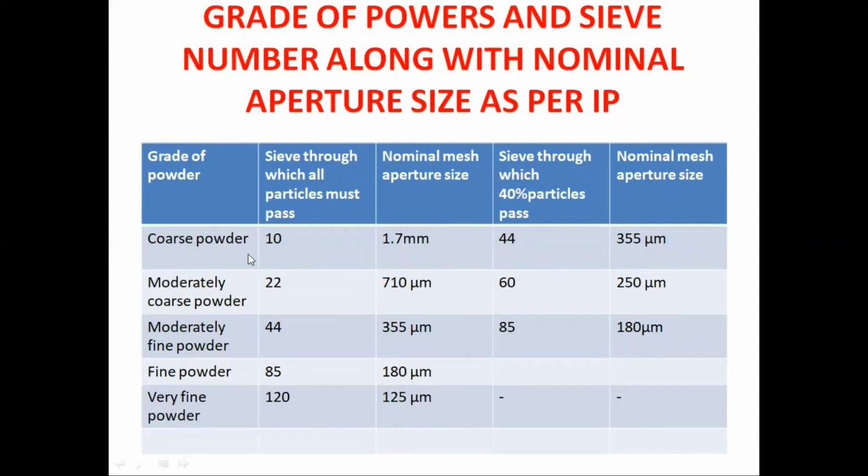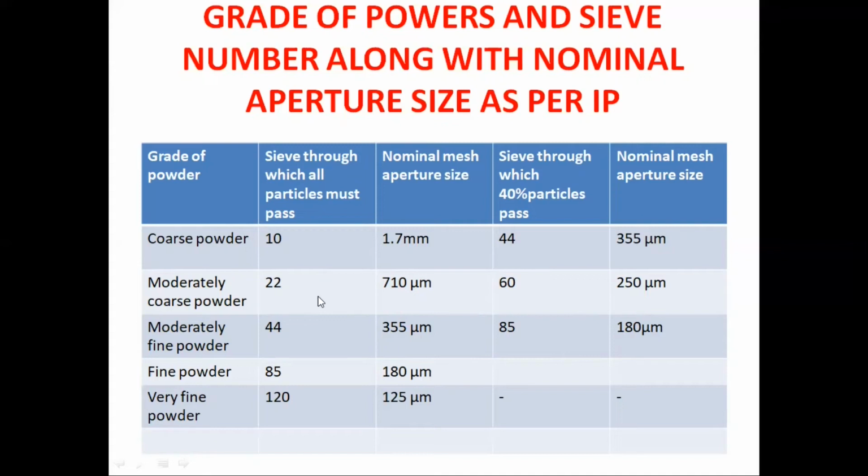You know what is a coarse powder? A powder consists of particles having different size and shape. If all the particles of that powder can pass through nominal mesh aperture size 1.70 millimeter, that means all the particles can pass through sieve number 10, and not more than 40 percentage particles can pass through 355 micrometer nominal mesh aperture size, that means not more than 40 percentage particles pass through sieve number 44, then that powder is known as coarse powder.